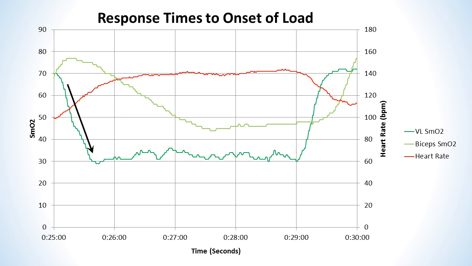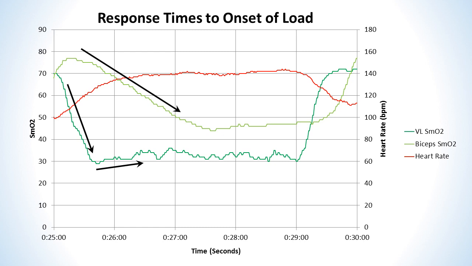The vastus lateralis, or VL, is one of the largest working muscle groups for cyclists. Note how the SMO2 rapidly declines immediately when the load is started. This is indicating a very strong utilization of oxygen. Note as well how the SMO2 in the VL increases slightly as the heart rate continues to increase towards a stable value.